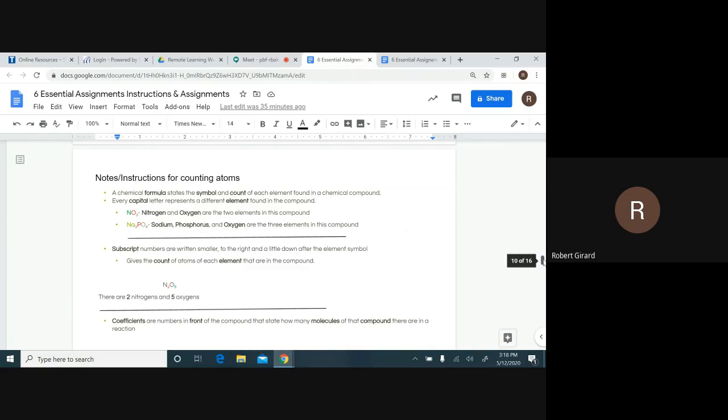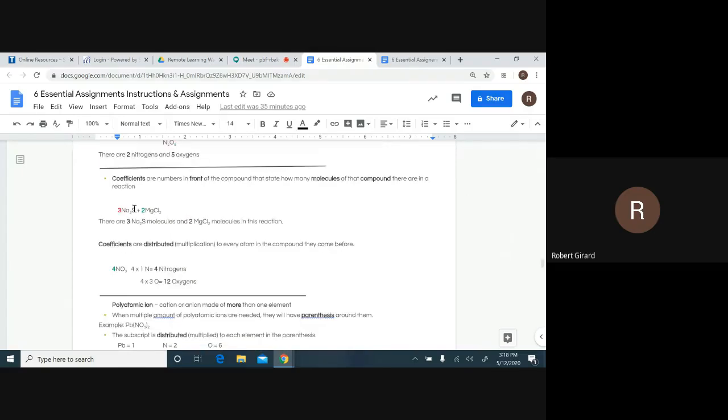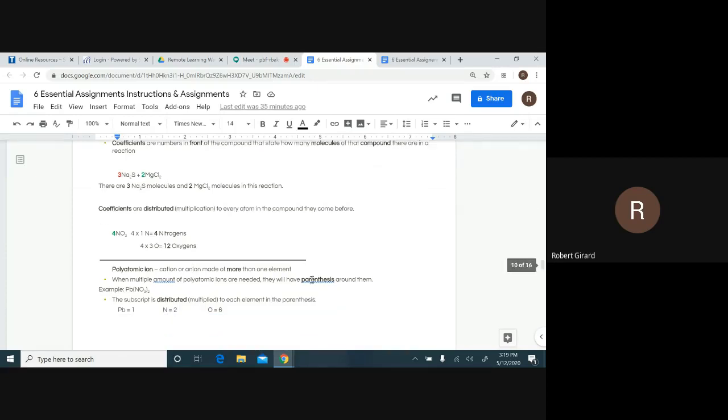Coefficients are out in front and they get distributed to everything in the compound. So in this example, 3Na2S means that the 3 is going to distribute to the 2 sodium, and it's also going to distribute to the sulfur. So that means you're going to have 6 sodium and 3 sulfur. Then if you have a polyatomic ion, which is denoted by a parentheses, the coefficient outside the parentheses gets distributed to everything inside the parentheses.